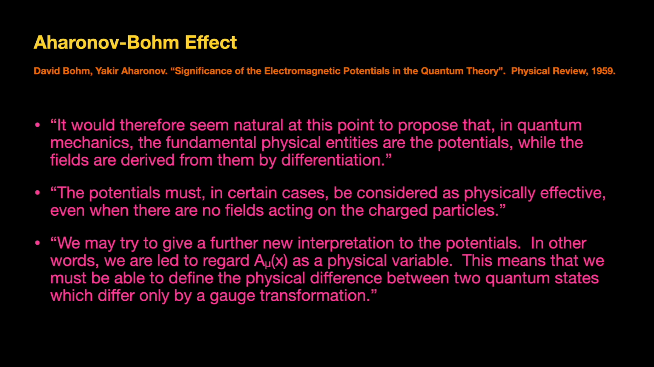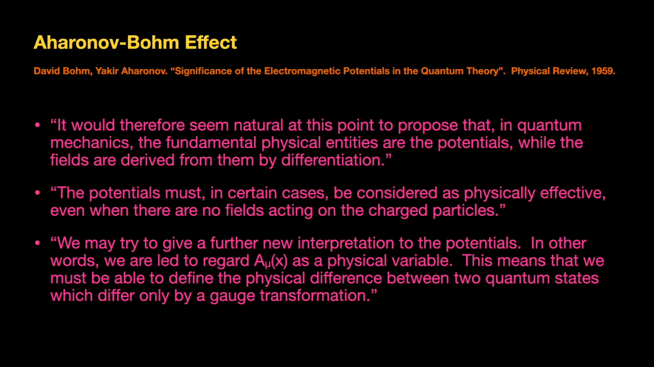The potentials must, in certain cases, be considered as physically effective, even when there are no fields acting on the charged particles. Here he's talking about inside of a charged metal tube, where the electric potential is very high, but the electric field is zero. If you shoot an electron through that tube, the electric potential is going to affect the electron all by itself.